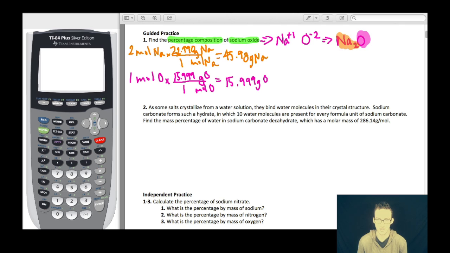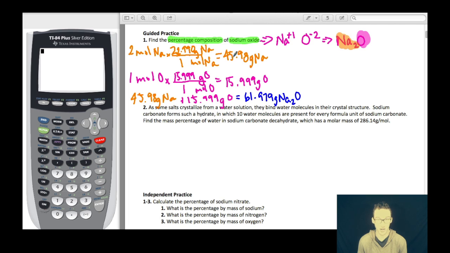Alright, so our next step is to figure out, what's the molar mass of the compound. I've got 45.98 grams coming from the sodium. I've got 15.999 grams coming from the oxygen. Therefore, the total molar mass of this compound, 61.979 grams of sodium oxide. That's my molar mass. Okay, so I want to know, again, percent composition.